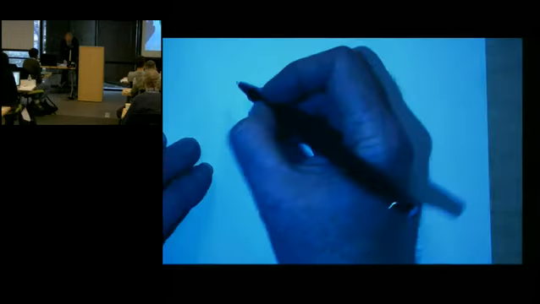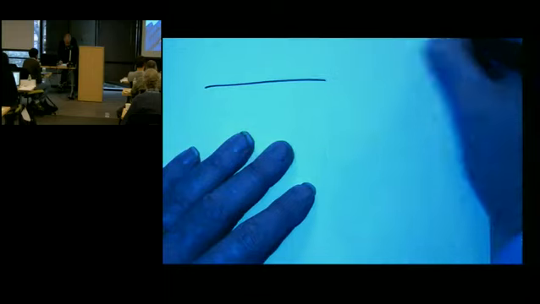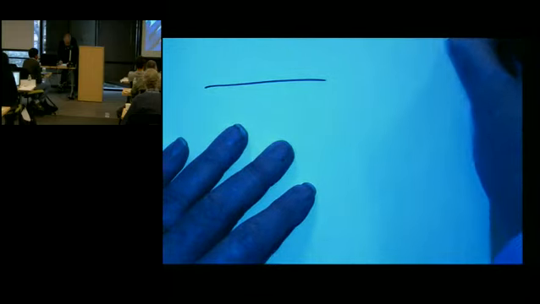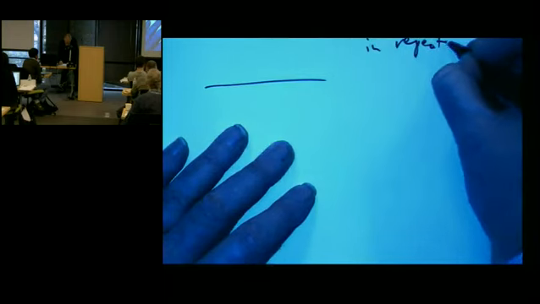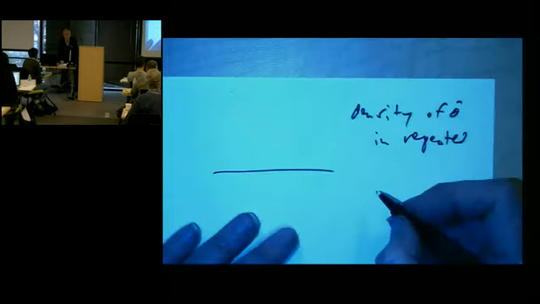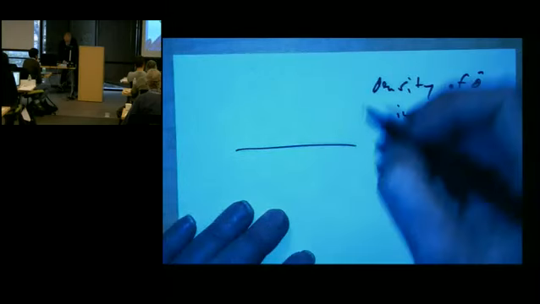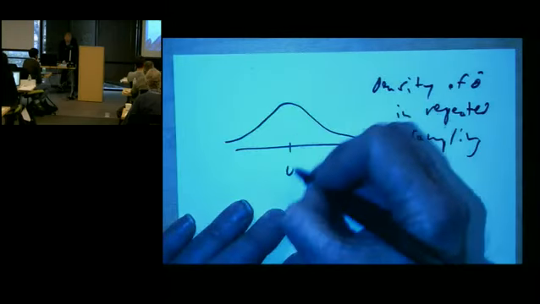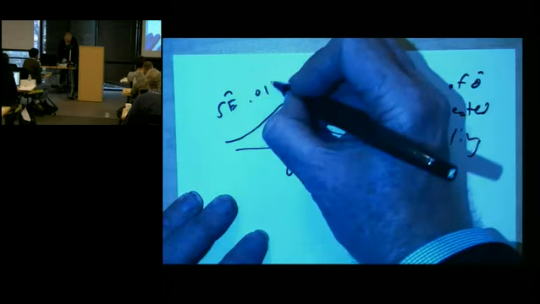So let me draw that picture over again for us. This is, strictly speaking, the density of theta hat in repeated sampling. And we've just learned that it follows a normal curve centered at theta and with an estimated standard error of 0.019.